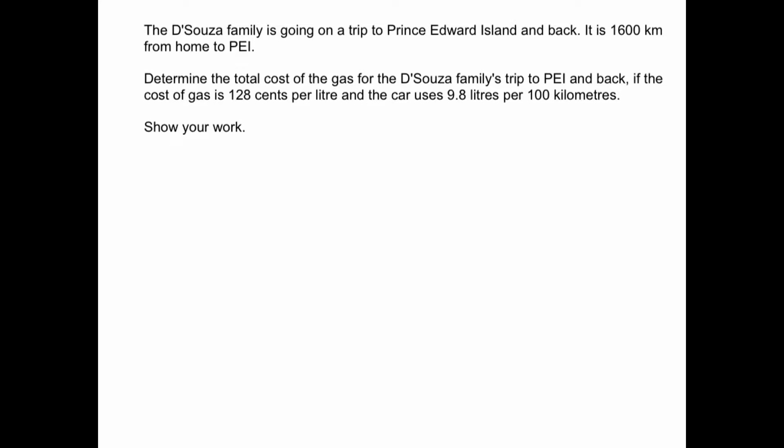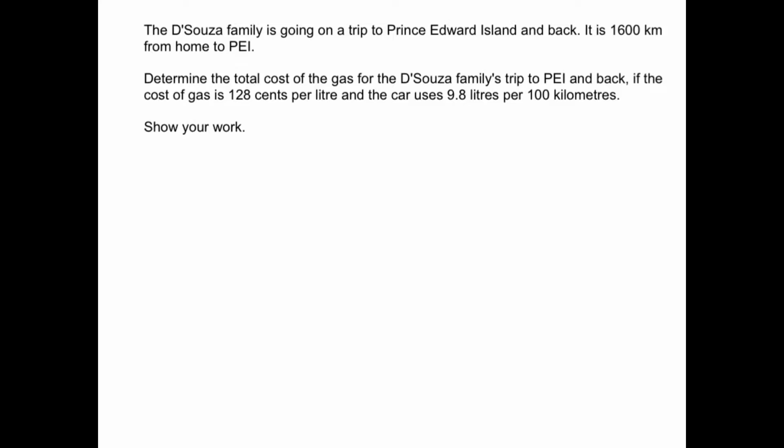The D'Souza family is going on a trip to Prince Edward Island and back. It is 1,600 kilometers from home to PEI. Determine the total cost of the gas for the D'Souza family's trip to PEI and back. If the cost of gas is 128 cents per liter and the car uses 9.8 liters per 100 kilometers, show your work. So what is this question even asking us to find?